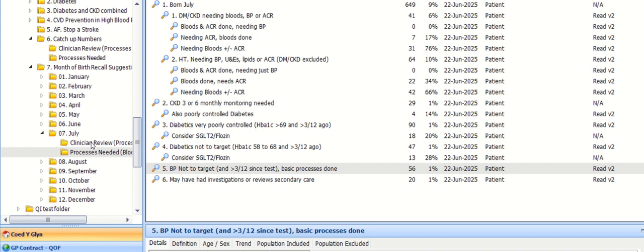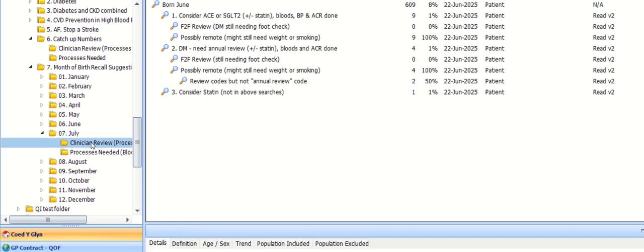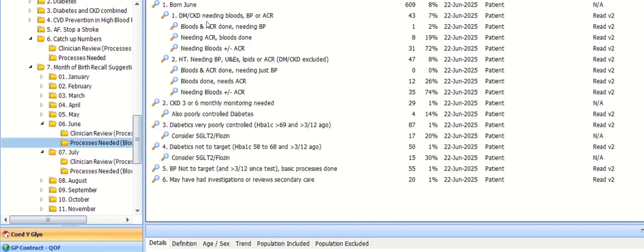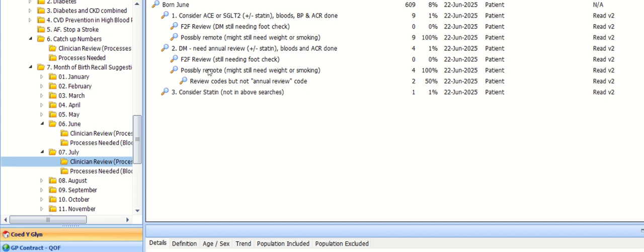The other group I'd then consider this month is the patients born in June whose processes are up to date. Now, in this example, you'll see these numbers are low. But if these patients born in June, if these 30 patients had been invited in and had all their processes done in June, in July, they might well be ready. There might be higher numbers here where we could be considering a review for ACE or Flozin, but would have all their processes done ready.